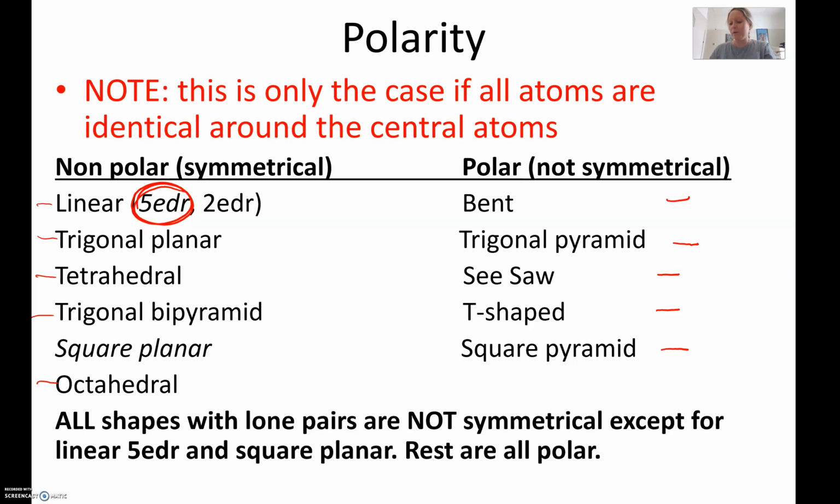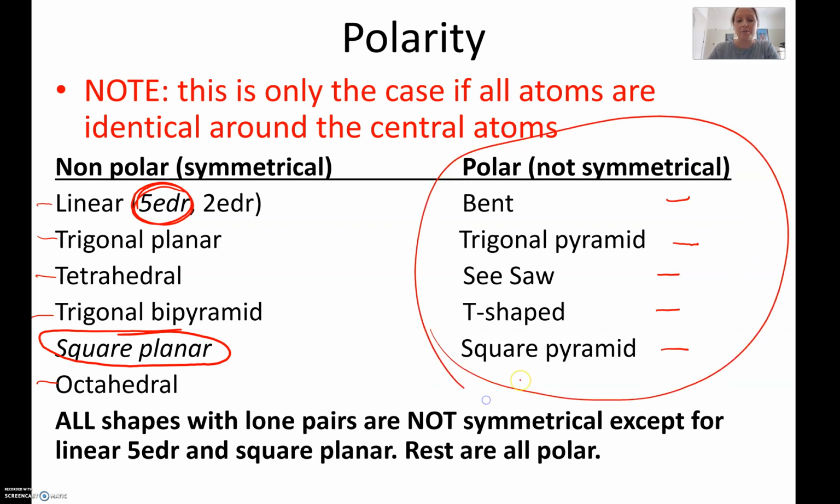And the other example is square planar. The reason why is because the axial plane has completely gone, and so they cancel each other out. So this is a planar shape here. If all of these atoms, these bamboo sticks, are identical, then this will also be non-polar, even though it's got lone pairs. So the two exceptions are square planar and linear with 5 electron density regions. Yes, they have lone pairs, but due to their shape, they're still symmetrical and non-polar, whereas anything that normally has lone pairs is polar and not symmetrical.